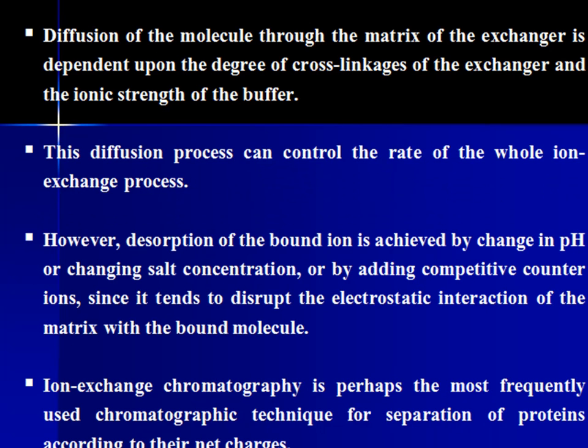Diffusion of the molecule through the matrix of the exchanger is dependent upon the degree of cross-linkages of the exchanger and the ionic strength of the buffer. This diffusion process can control the rate of the whole ion exchange process. However, desorption of the bound ion is achieved by change in pH or changing salt concentration or by adding competitive counter ions, since it tends to disrupt the electrostatic interaction of the matrix with the bound molecule. Ion exchange chromatography is perhaps the most frequently used chromatographic technique for separation of proteins according to their net charges.